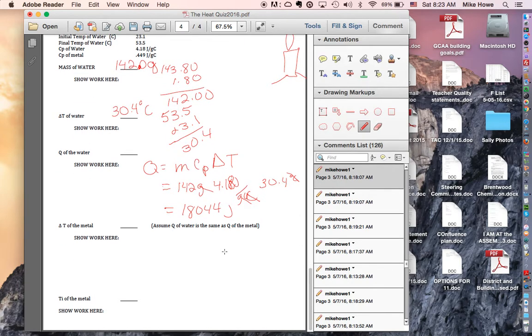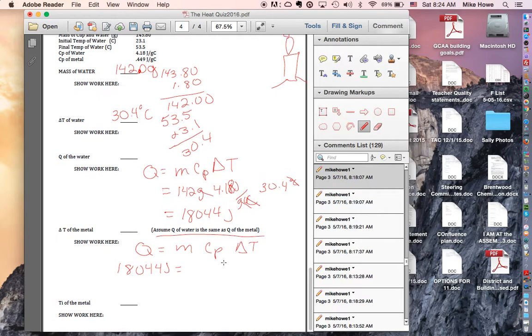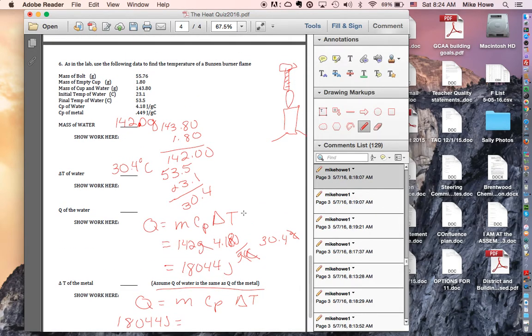All right, now we're going to assume that Q of the water is the same as Q of the metal because we put that hot bolt into the cold water. So if that's the case, for the metal, Q of the metal equals the mass of the metal times the specific heat capacity of the metal times the change in temperature of the metal. Q of the metal we just calculated because it's the same as Q of the water. The mass of the metal we know because it says at the top of the page it's 55.76.